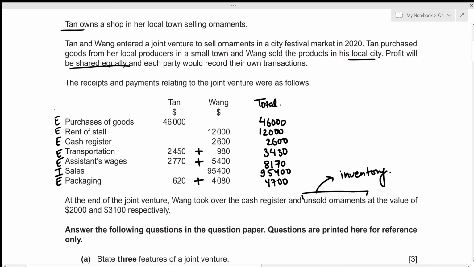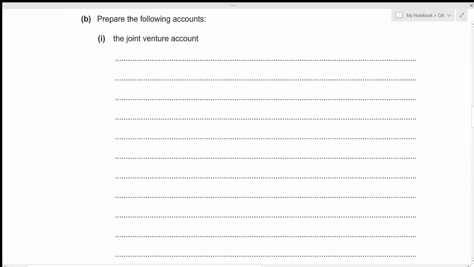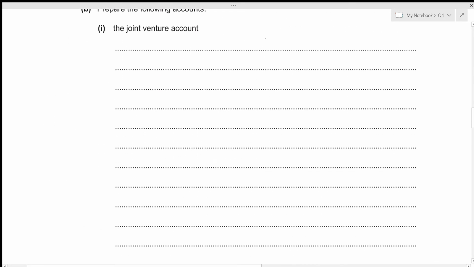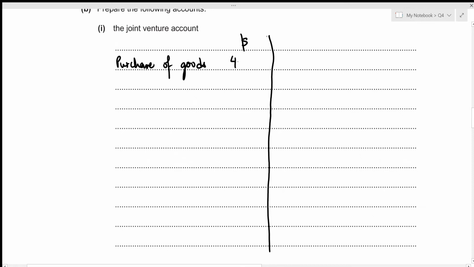So now we just have to record all of our expenses on the debit side of our memorandum joint venture account. So let's start with purchase of goods amounting to 46,000. Let's write it down. I'm just going to create a line in between. Okay, so on the debit side, we record our expenses, and the first one was purchase of goods, and it amounted to 46,000.